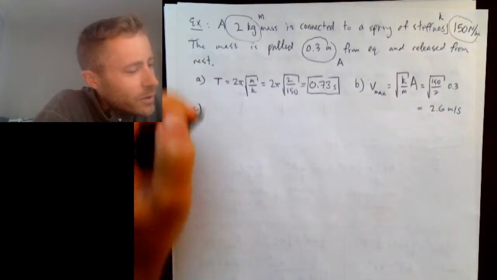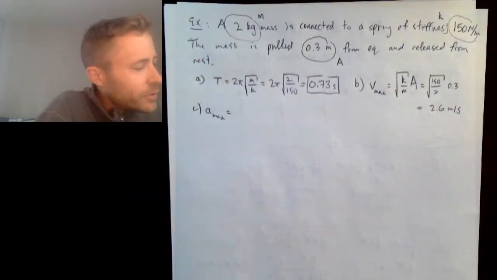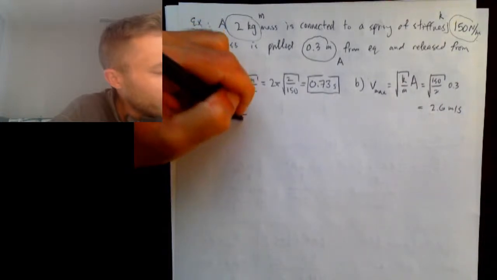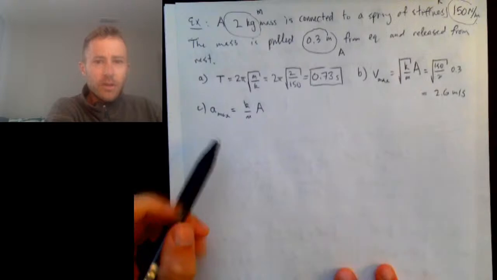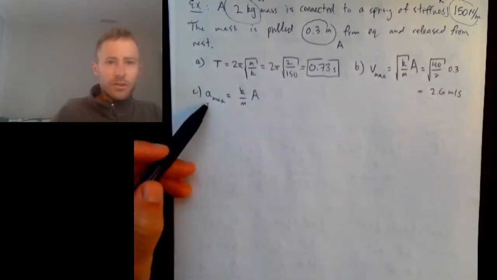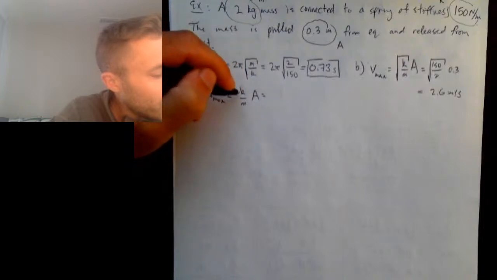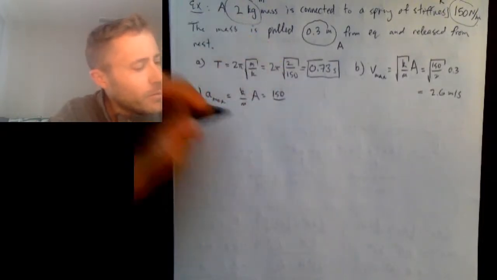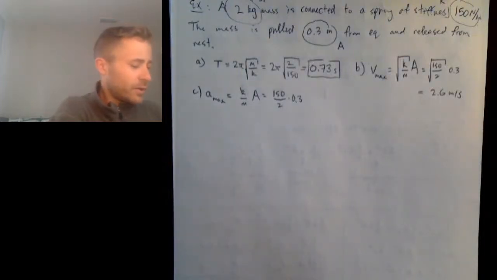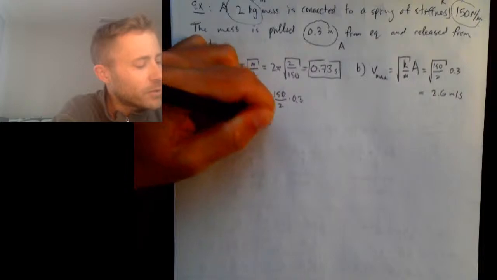We could calculate the maximum acceleration. The maximum acceleration is going to be k over m times the amplitude. Once again, I don't want to confuse anyone. Lowercase a is acceleration, uppercase A is amplitude, so those are two completely different quantities. So we have that the stiffness is 150, the mass is 2, the amplitude is 0.3. So that's going to give us 75 times 0.3. So the maximum acceleration is 22.5 meters per second squared.